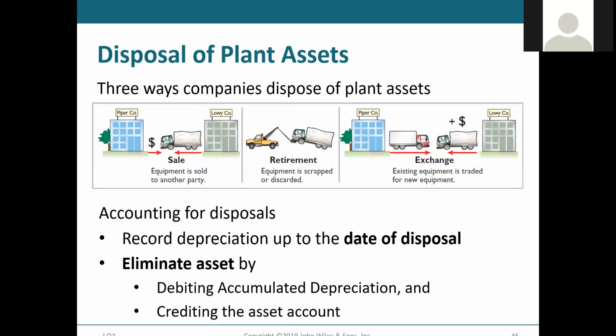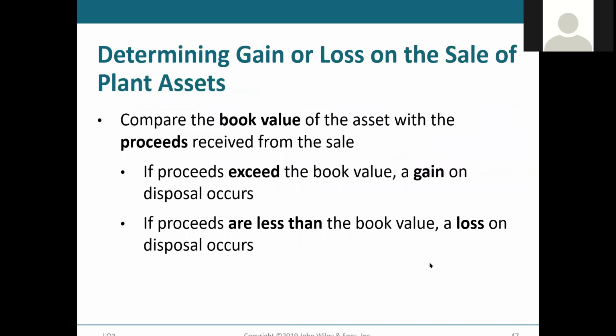Record the accounting for disposals. Record depreciation up to the date of disposal. Debit accumulated depreciation, credit the asset's account. Let me say that in a much more simple manner when we get there.